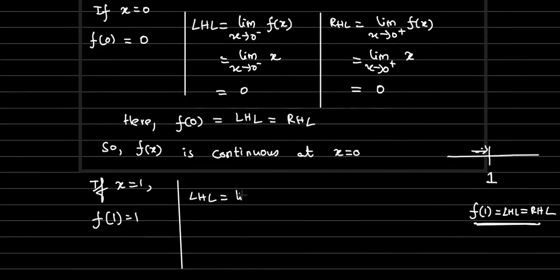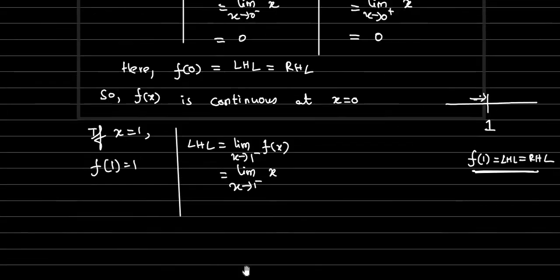So now the limit as x approaches 1 from the left hand side. Which function will be suitable from the given first function? We have to replace f of x with the first function. Once we apply the limit, x is approaching 1, that means x takes the value 1. So the left hand limit value is 1.